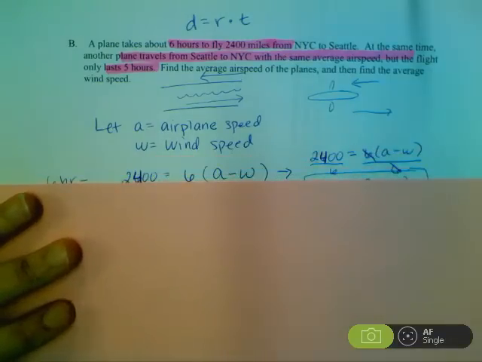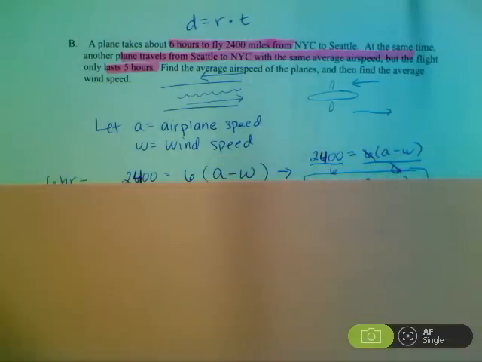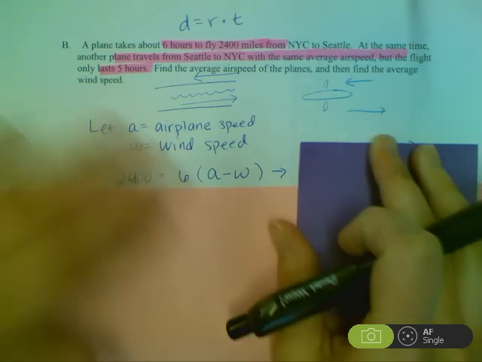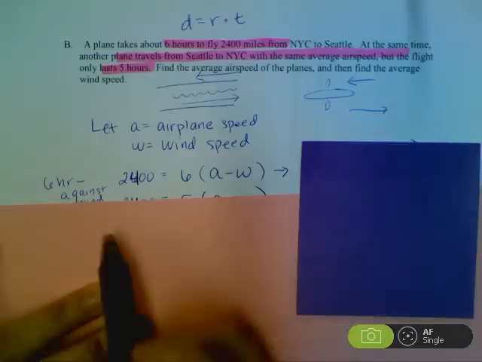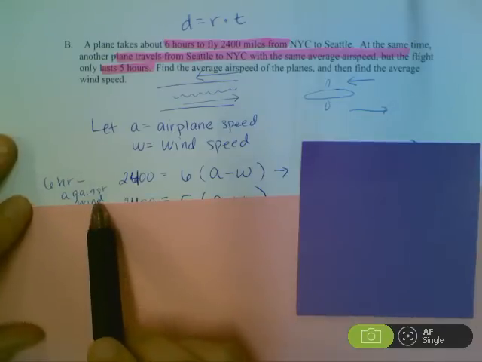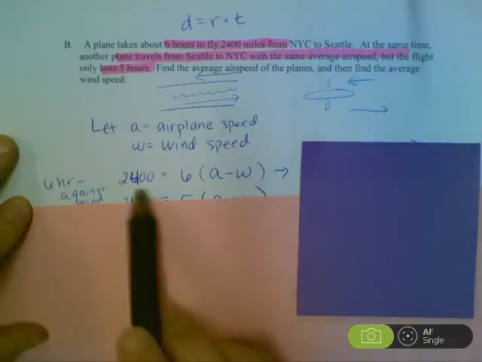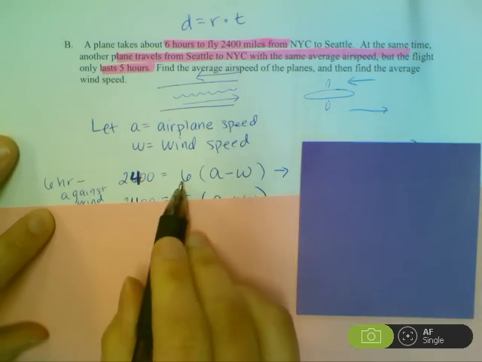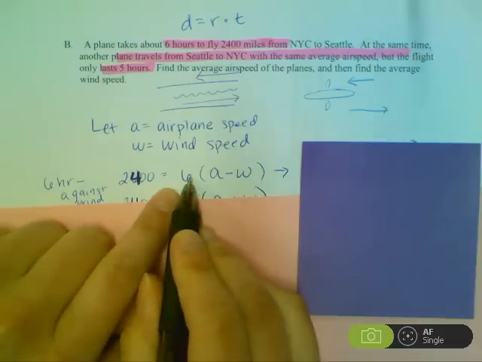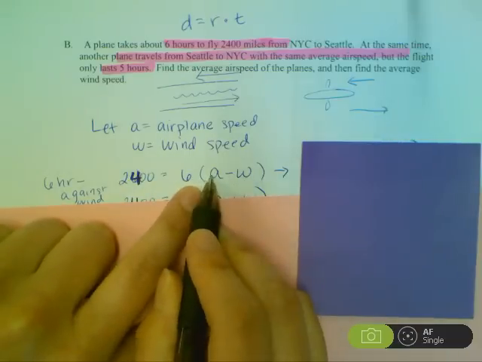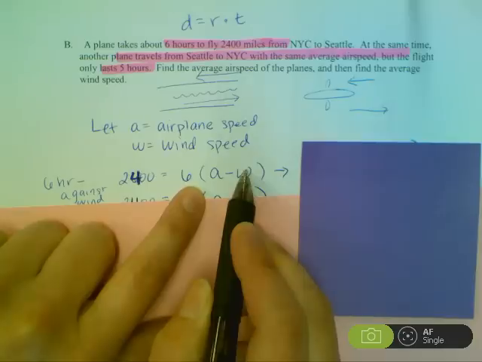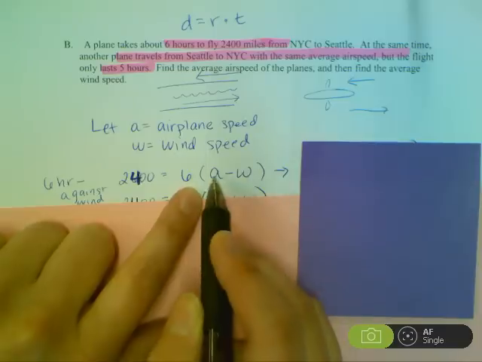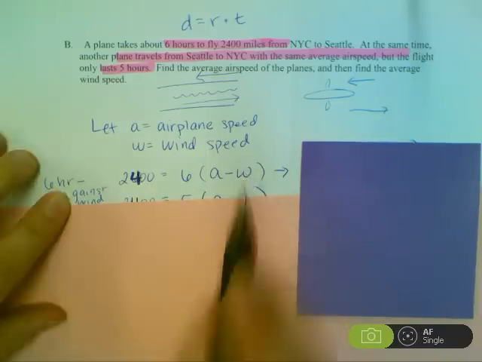For the first equation, we are going to write out what it looks like when the plane is traveling against the wind. Now, to the side, I've written myself a note that the 6-hour one is against the wind so that I remember that. If you take a look at my equation right here, you set the distance of 2,400 equal to the time, which is 6 hours. The speed is going to be the airplane speed minus the wind speed because we're going against the wind, so our speed is going to be a little bit slower. So you take the airplane speed minus the wind speed.